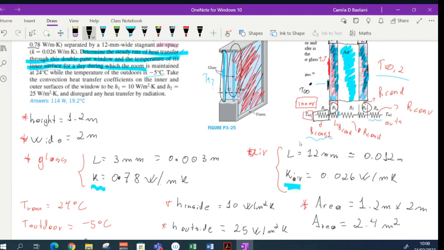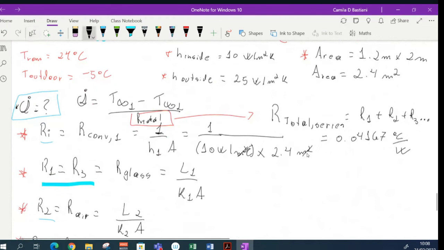Now I'm going to find the conduction resistances, R1 and R3, okay? Remember that they are the same. So my conduction resistance is going to be L1, that's the thickness of my glass. I know the thickness is 3 millimeters, so 0.003 meters, divided by my conductivity of the glass, that's given in the problem as well. That's 0.78 watts per meter degrees Celsius.